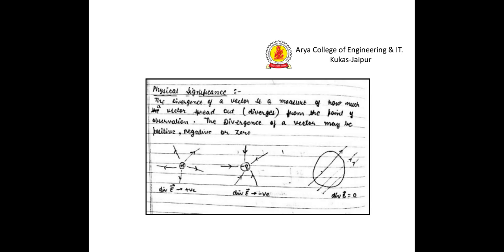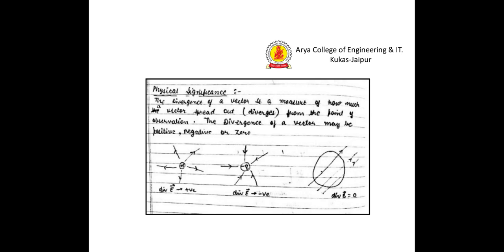Now the physical significance of divergence. The divergence of a vector is a measure of how much a vector field spreads out or diverges from the point of observation. The divergence of a vector may be positive, negative or zero. We will learn this by three examples.